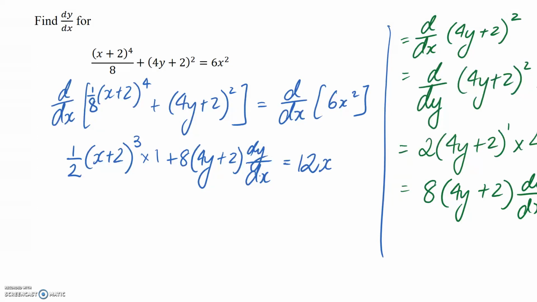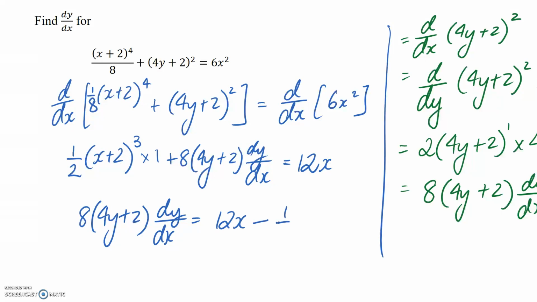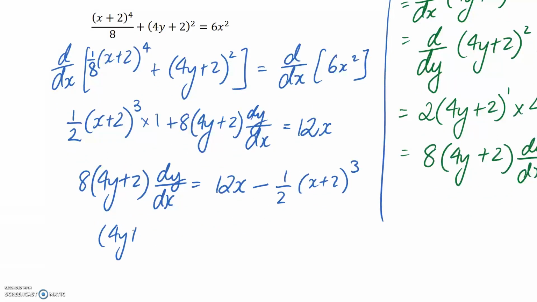So how I might start that is I'll leave this term altogether and move everything else to the other side of the equation. So that's just this part going over. So I'm going to get 12x minus a half (x plus 2) all to the power of 3. Alright, so next I might divide by 8. So we're going to get 4y plus 2. So 12 divided by 8x. And then I've got a half divided by 8. So that's going to leave us with 1 on 16 in total.